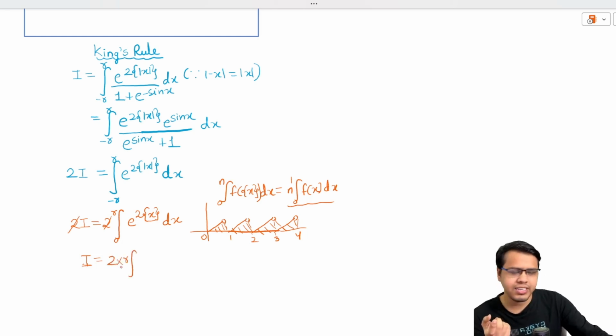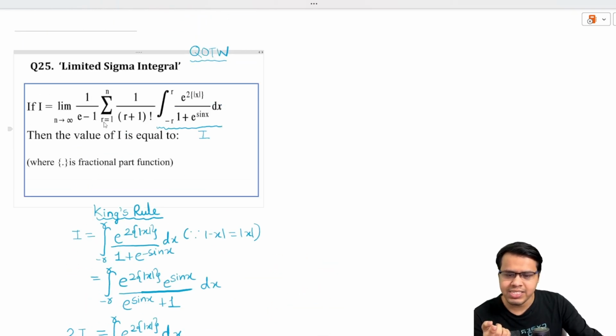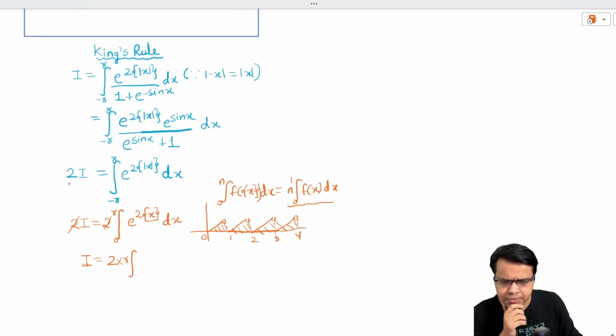r is an integer. This is not given, but we can make sense of it because there is sigma. So r goes from 1 to n. So it will be like r is equal to 1, r is equal to 2, r is equal to 3. So r should be an integer, otherwise the sigma will not make sense. And we know in between 0 to 1, the fractional part is x itself. So we can rewrite it as x itself.